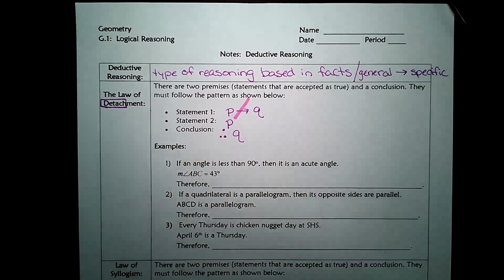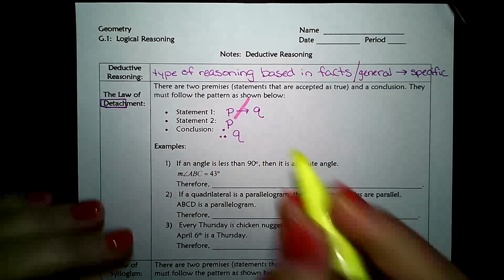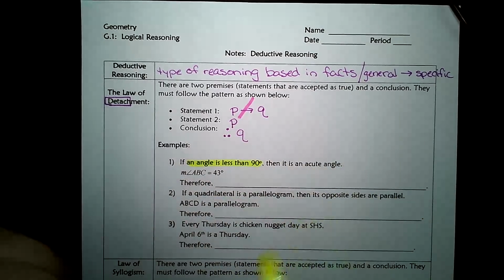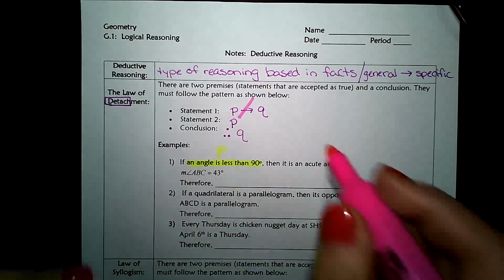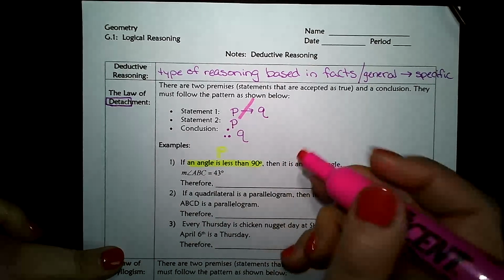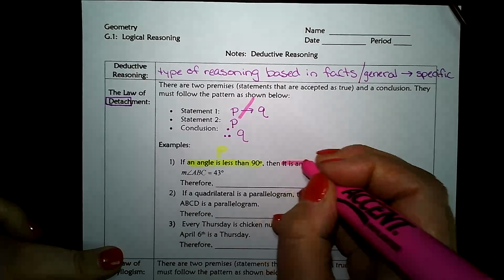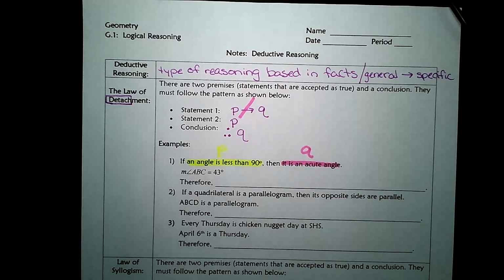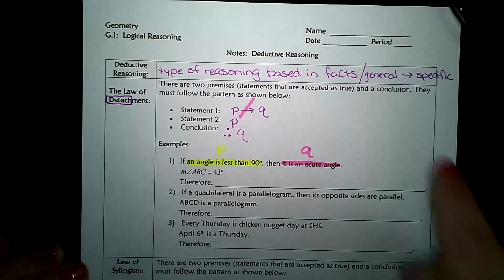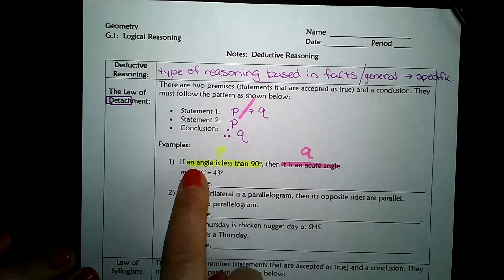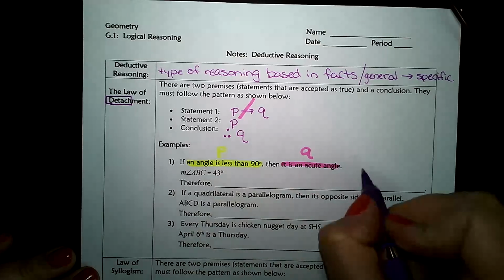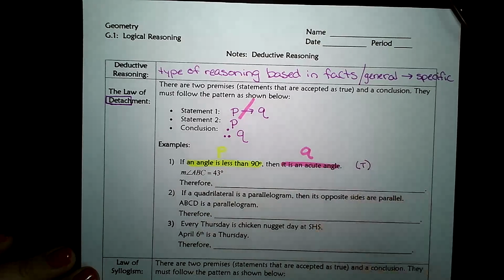If an angle is less than 90, there's my P statement, then it is an acute angle. There's my Q. Now, first, let's think about that. Is that a true general fact? If an angle is less than 90, then it's an acute angle. That is true. I'll put a T over here for true.